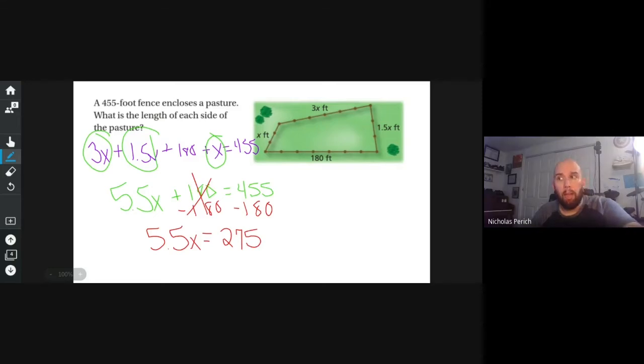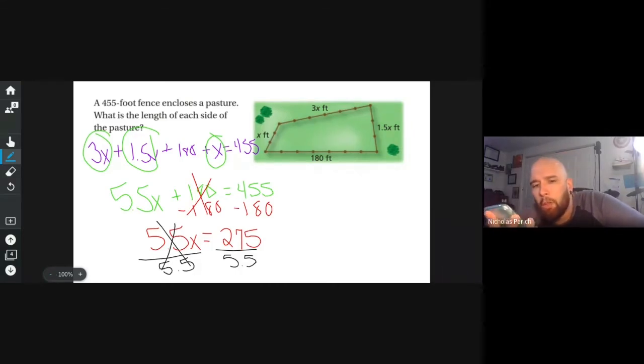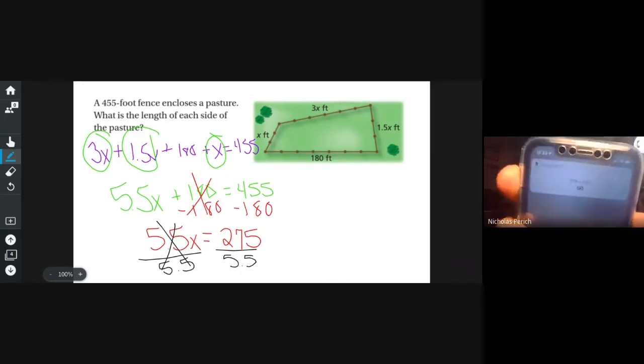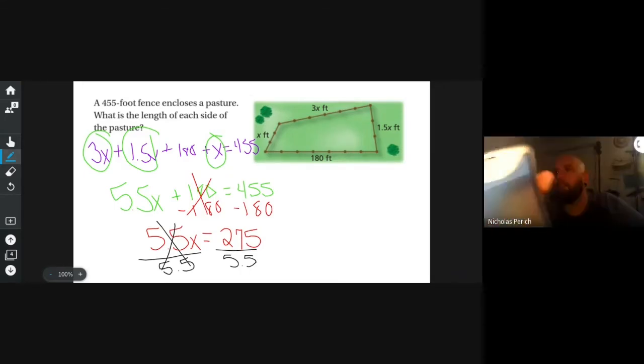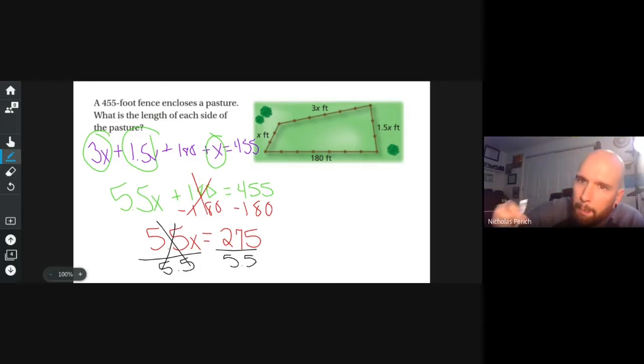Is x all by itself? No, I have to divide everything by 5.5. Divide by 5.5. Divide by 5.5. Let's ask this sassy computer lady to do the math for me again. 275 divided by 5.5. The answer is 50. What a convenient number. X is 50.